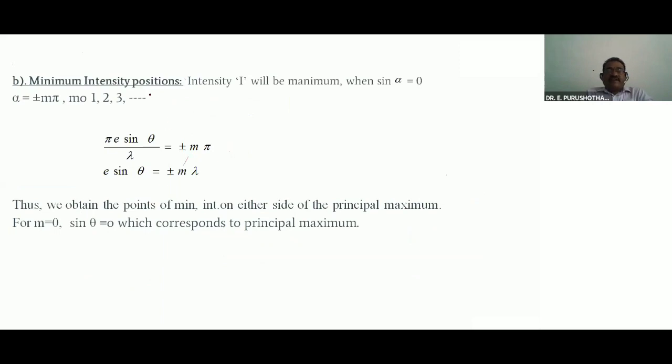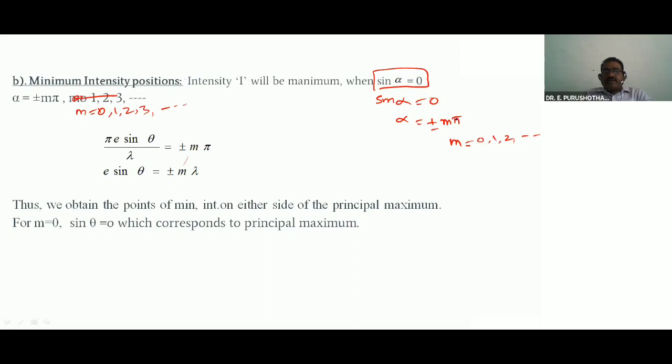So now the minimum intensity condition, minimum intensity position. Intensity I will be minimum when sine alpha is equal to 0. Sine alpha is equal to 0 means alpha is equal to plus or minus m pi, where m is equal to 0, 1, 2, 3, and so on. Substituting 0, sine 0 is equal to 0. So we get sine alpha is equal to 0.